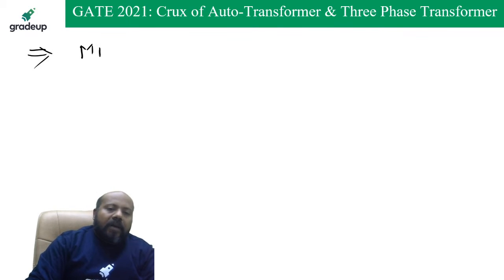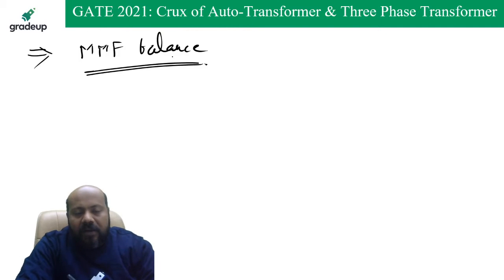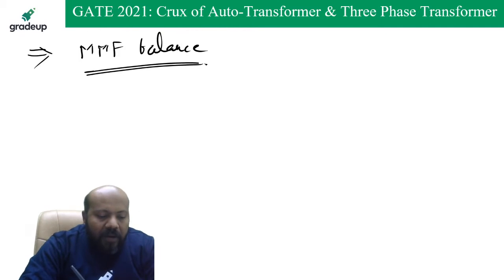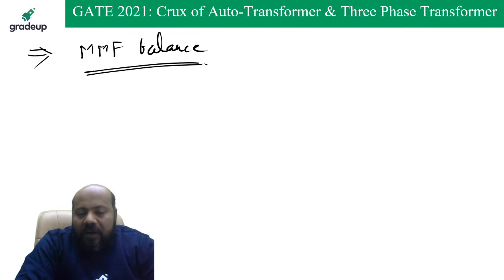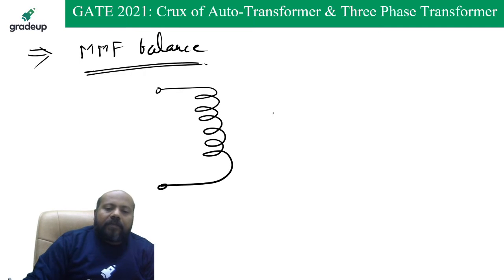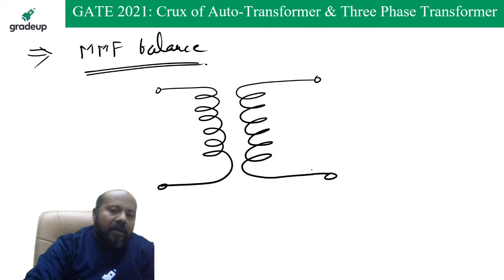Now I want to write the MMF balance equation for this auto transformer, because at the end of the day it is a transformer. If it is a transformer, definitely it is going to have some power being transferred inductively. What is the major difference between a 2-winding transformer and an auto transformer? In the 2-winding transformer, the 2 circuits are electrically isolated.